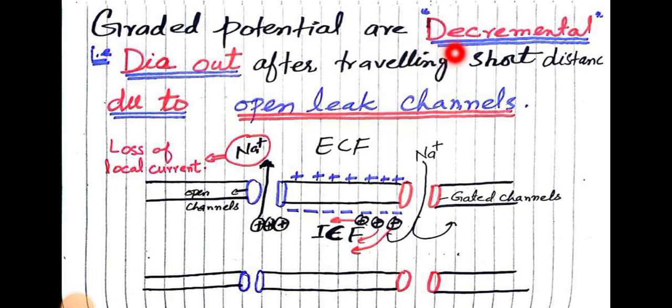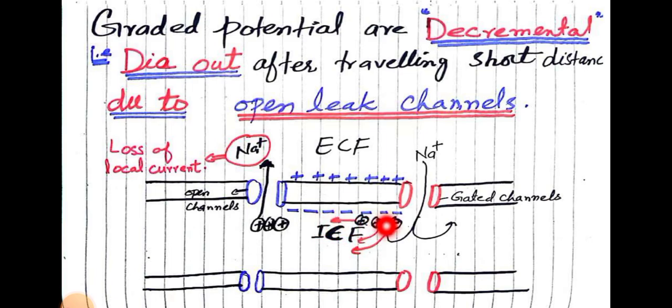Graded potentials are decremental. As positive charges have moved from extracellular fluid towards the intracellular fluid, due to this electronic conduction, the membrane potential has slightly shifted from more electronegative towards less electronegative, and this graded potential has given rise to the flow of positive charges both on outside as well as on inside. This is passive conduction. These are the short range electrical signals.